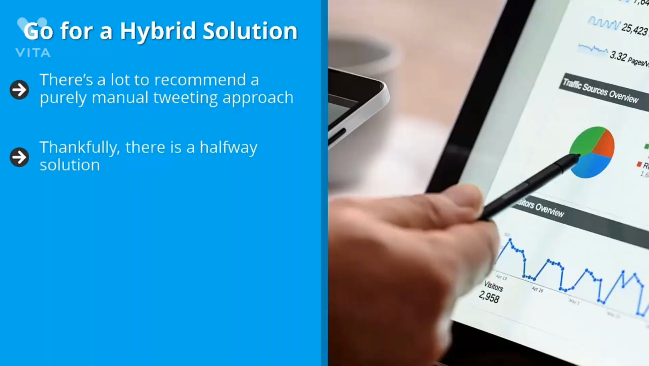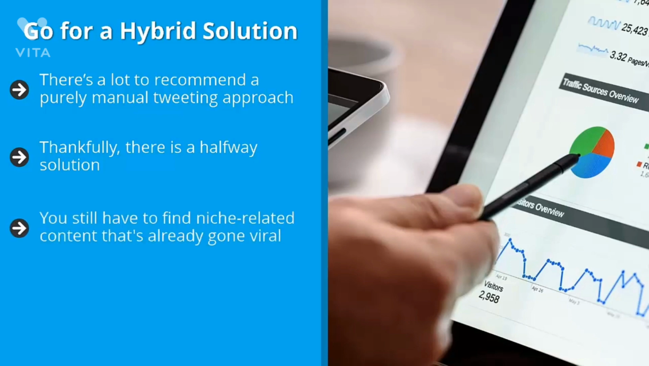Thankfully, there is a halfway solution. This hybrid solution is pretty straightforward. You can use tools to post on your Twitter feed, but engagement is done manually. That's pretty much how it boils down. You still have to find niche-related content that's already gone viral. There's no getting around this. You still have to do this.